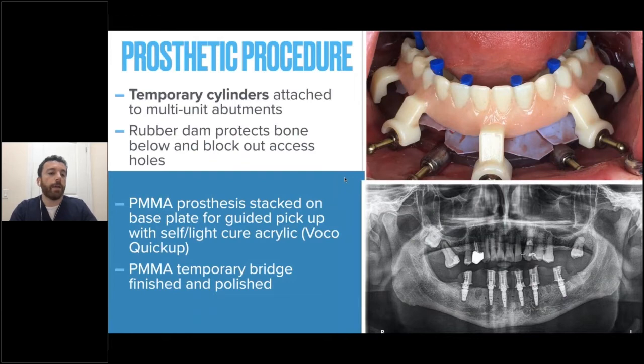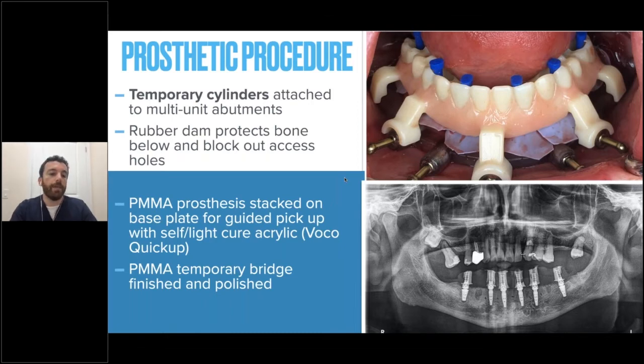Next, we were able to pick up the prosthesis using temporary cylinders, and these are attached to the multi-unit abutments. Typically, you're placing a rubber dam underneath to protect the bone and block out the access holes so that they don't fill with the material that's used for pickup. For our office, we're using something called the Vocal Quickup, and this is a self-curing material, like your acrylic, and it's very easy to use and handle inside the mouth.